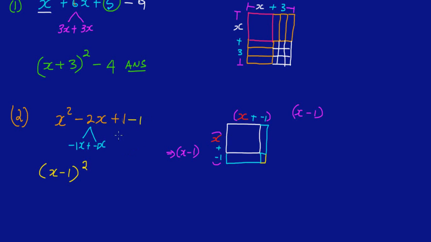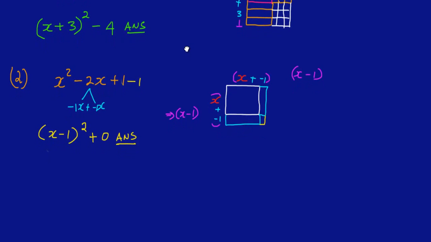So 1 minus 1 would give me 0, so I would have 0 here. You can leave it like that, or you could say plus 0 if that makes you feel a bit more comfortable, and that would be my answer. Okay, so I would have completed the square. We can look at it in terms of working it out.